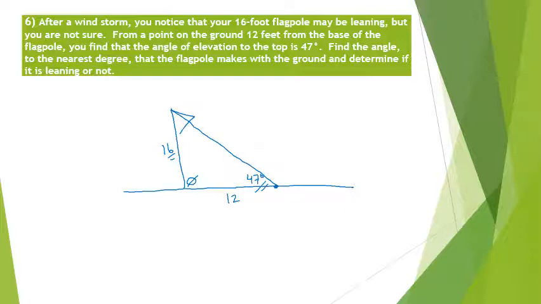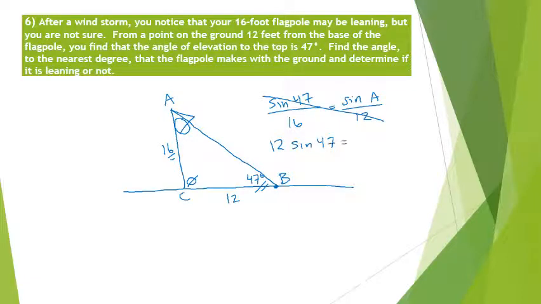All right. So let's first solve. We'll set up sine of 47 over 16, and we'll get this unknown angle. Let's just label these real quick. It always is helpful to label. We can set that up with sine of A over 12, because if we solve for A, we'll know two of the three angles, and then we can solve for C easily by subtracting from 180. So 12 sine 47 equals 16 sine A.